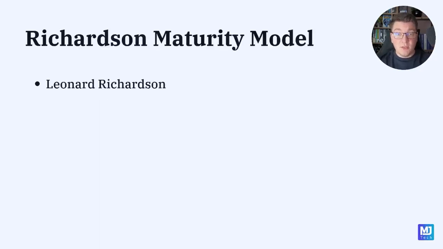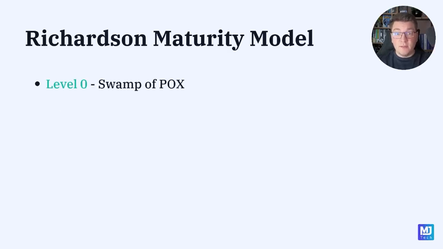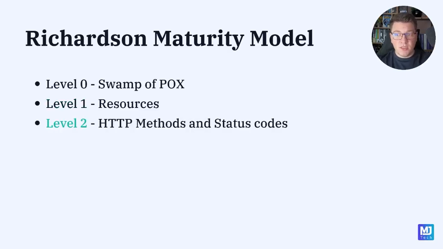on this scale. The Richardson Maturity Model was named after Leonard Richardson, and it serves as a scale to grade the RESTful maturity of your API. There are 4 levels on this scale, starting from level 0, which is also called the swamp of POX, where POX stands for plain old XML. Then we have level 1, where we introduce the concept of resources to our API. At level 2, we can start talking about HTTP semantics by introducing HTTP methods and status codes. And at level 3, we have hypermedia or HATEOAS.